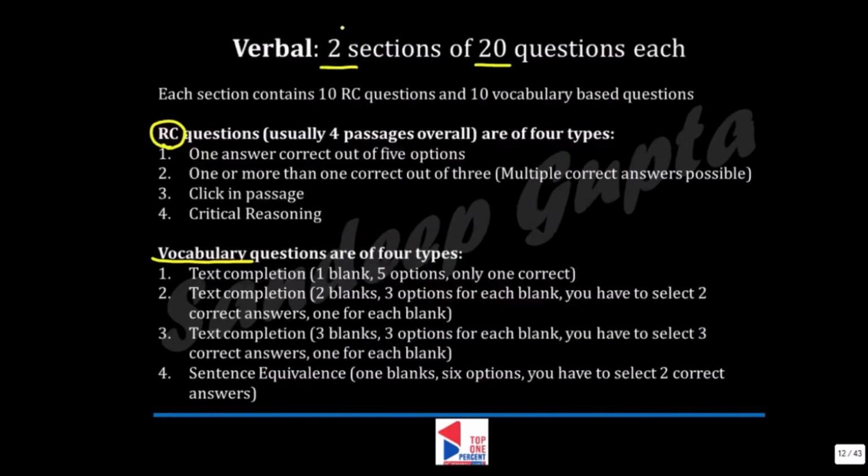So there are two sections of verbal on your test. Each will have 20 questions. Each section has two things, RC and vocabulary. RC has 10 questions per section. Vocabulary also has 10 questions per section.